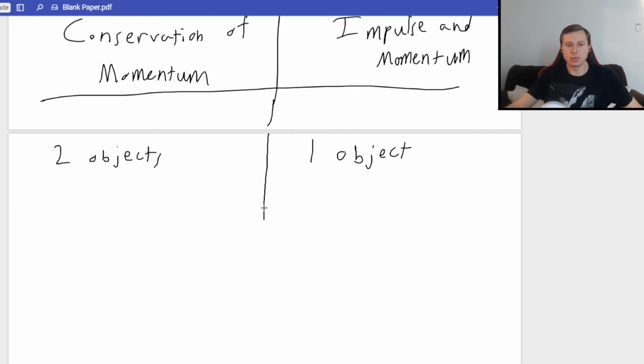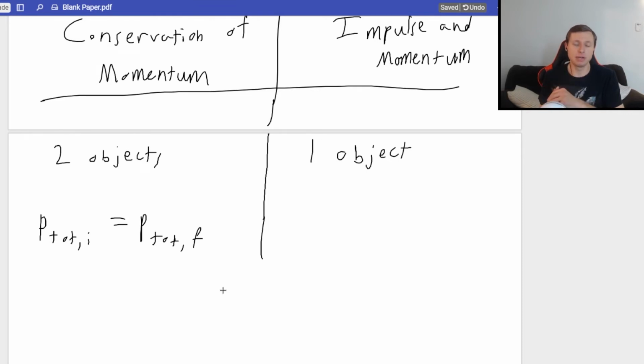Now, what's the difference between these two in terms of solving them? Equally important question. So for conservation of momentum, we're essentially saying this. P total initial equals P total final. Very reminiscent of E total 1 equals E total 2, because it's almost the exact same thing. The only difference is we're talking about momentum and not energy.